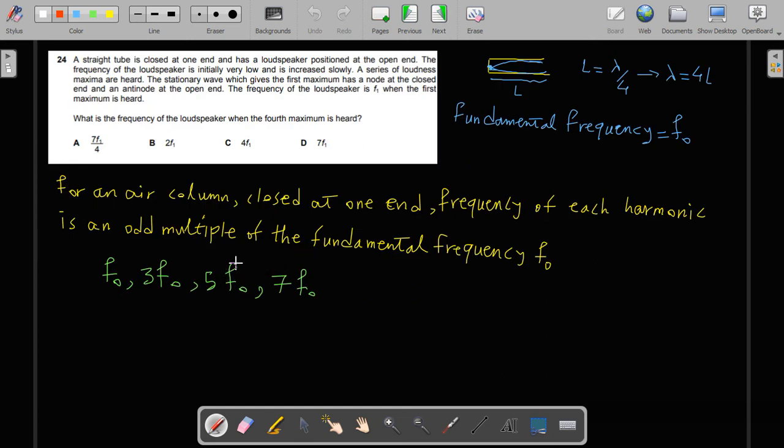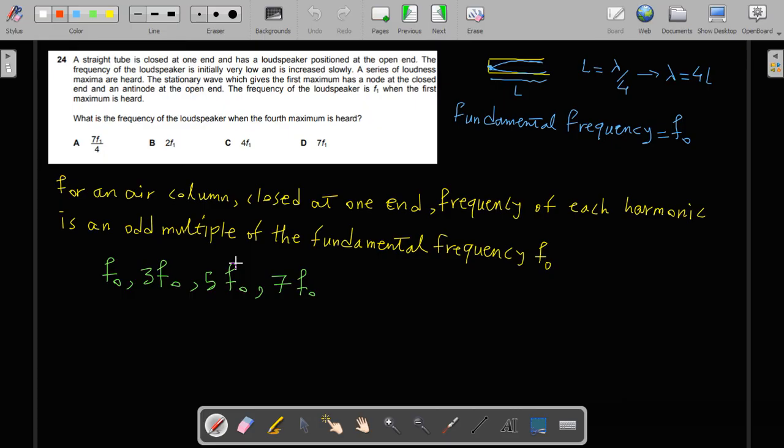Question 24. A straight tube is closed at one end and has a loudspeaker positioned at the open end. The frequency of the loudspeaker is initially very low and is increased slowly. A series of loudness maxima are heard. The stationary wave, which gives the first maximum, has a node at the closed end and an antinode at the open end. The frequency of the loudspeaker is F1 when the first maximum is heard. What is the frequency of the loudspeaker when the fourth maximum is heard?